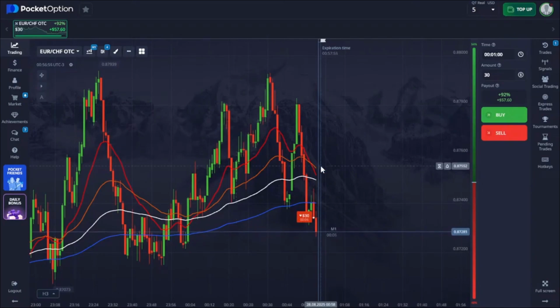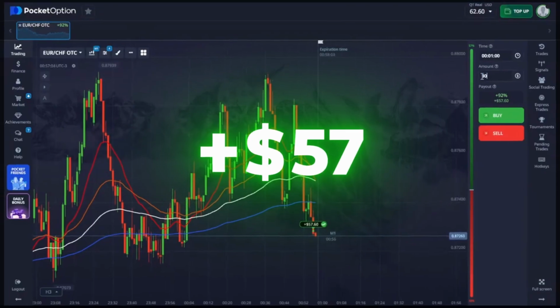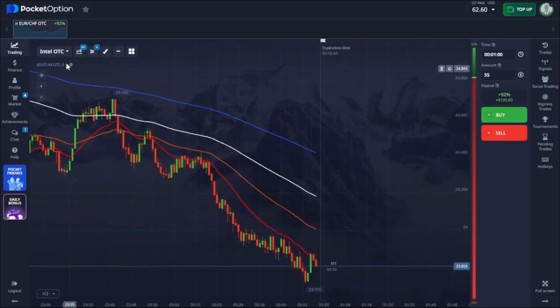The averages are giving me direction, especially the 20 and the 50, in that downward position, and we got our first win, man. $57 in total, 62 on that. Good profit, guys. So we're going to use 55 for the next entry.